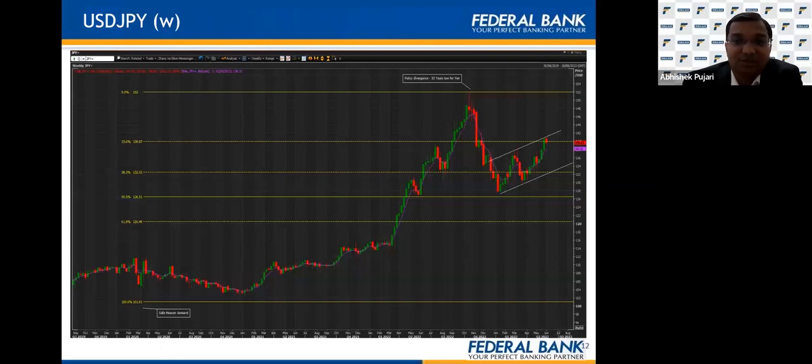Now again, this is the USD JPY weekly chart. This particular chart is of the last 3 years. Over here, what we have done is a retracement of safe haven demand. As we already know, safe haven currencies like USD, Japanese yen, and CHF tend to appreciate whenever there are situations like war or a COVID-19 kind of pandemic creeping in.